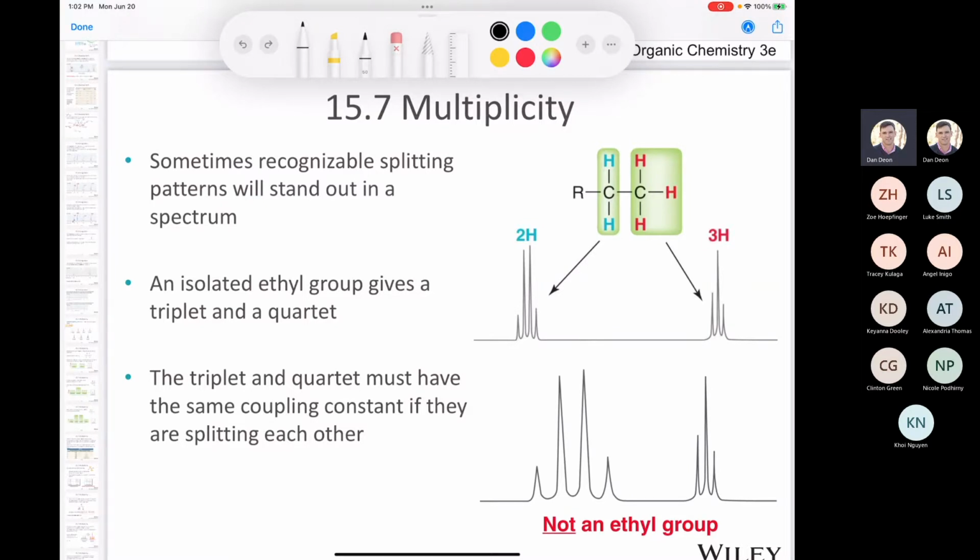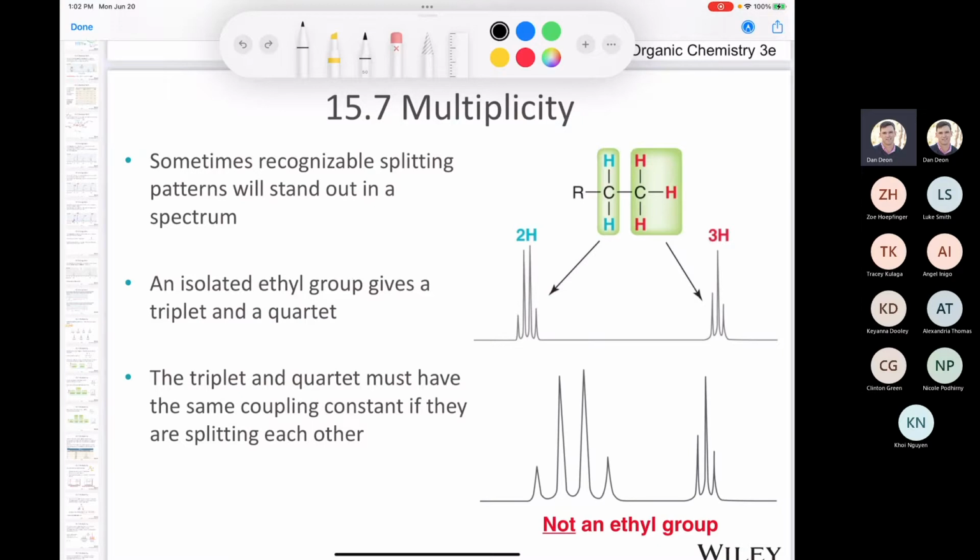So let's go over the ethyl group first. Ethyl groups are very common in organic chemistry. We learned the ethyl group way back in chapter 4. And we said that an ethyl group has a CH3 next to a CH2, so a methyl next to a methylene. Well, how would you know that you have an ethyl group in a proton NMR spectrum?